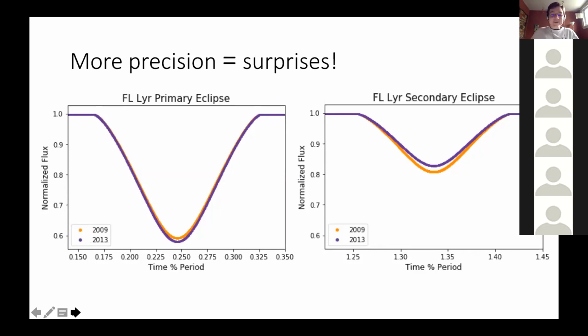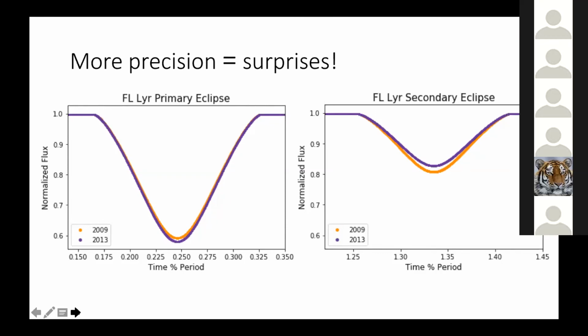So it turns out that over the 4 years that Kepler observed FL Lyra, there was this weird trend in the light curve. So the primary eclipse of FL Lyra, which is the part where the brighter star is being blocked, right? That's the deeper eclipse. It's getting deeper over time. And then the secondary eclipse is getting shallower over time. So this is weird, because if you have two stars, they're going around each other, why are their depths changing, right?